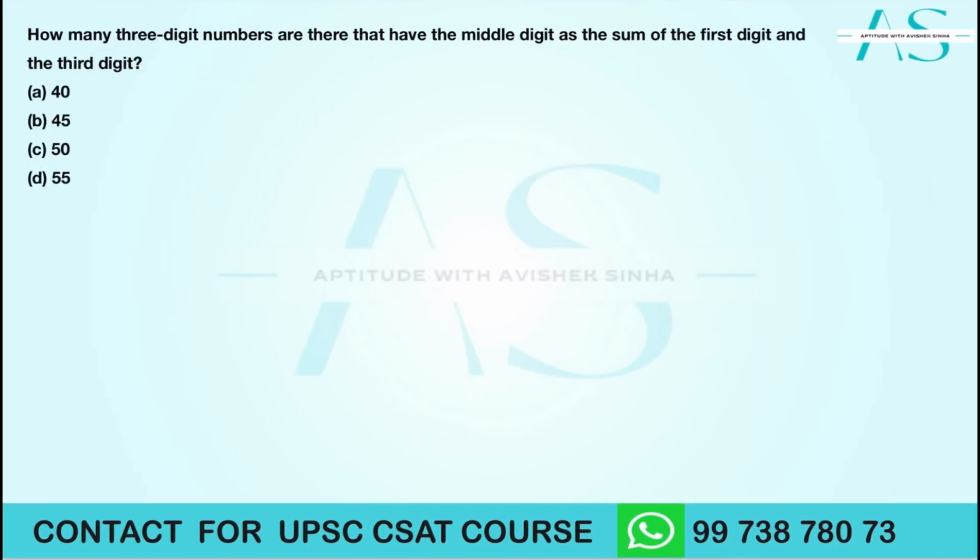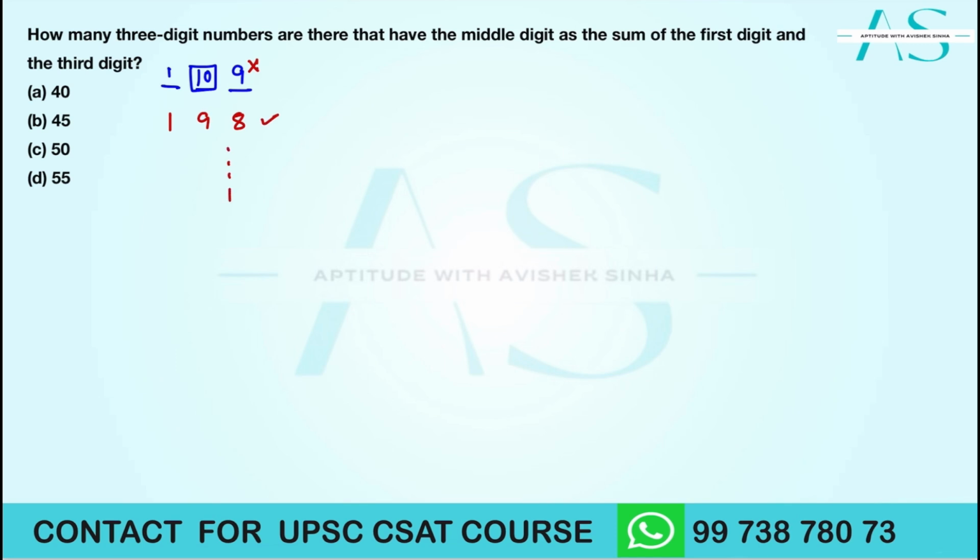How many 3-digit numbers are there that have the middle digit as the sum of the first and the third digit? So basically, if I write 1 here and 9 here, the summation for this is 10. But is this possible? No, it becomes a 4-digit number. So this is not possible. But with 1, I can place an 8 here, so this would be 9. This is doable. I have taken the extreme values.